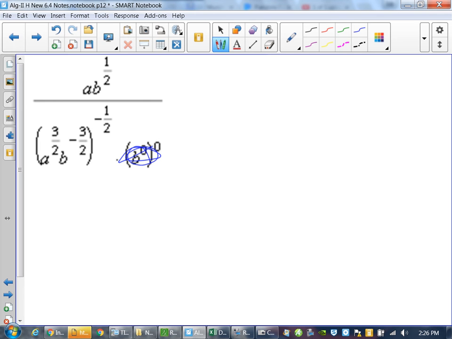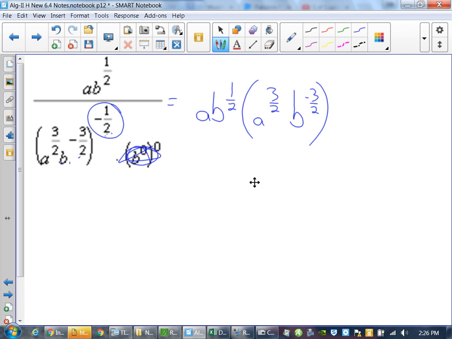Now I have another chunk that's unhappy. Since this chunk is unhappy, I'm going to raise it up top and rewrite it with a positive exponent. But I'm only worried about this outer exponent. I'm not changing this one yet. We're working our way from the outside in, so you have to take care of this one first before you get to this one. So rewrite it, you're going to get b to the half times the quantity a to the 3/2, and then b to the negative 3/2, raised to the positive 1/2 now.